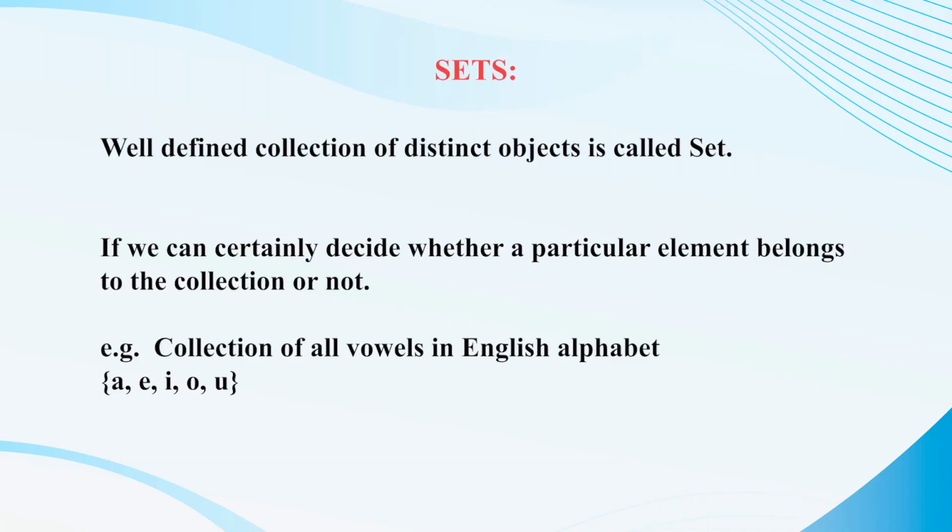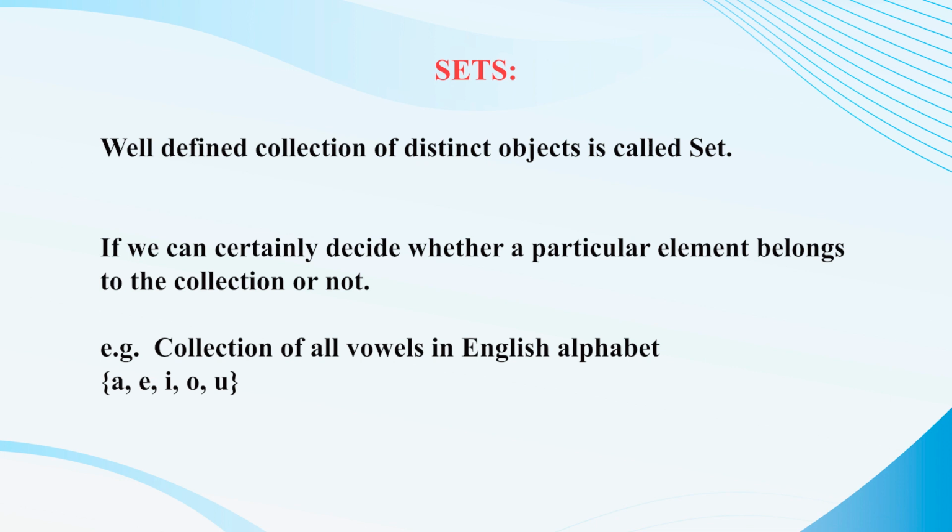Starting with the definition. A well-defined collection of objects is called a set. Here the term well-defined is of paramount importance. Any collection will be called well-defined if we can certainly say whether a particular element belongs to this collection or not. For example, consider the collection of all vowels in the English alphabet. It will be A, E, I, O, U.